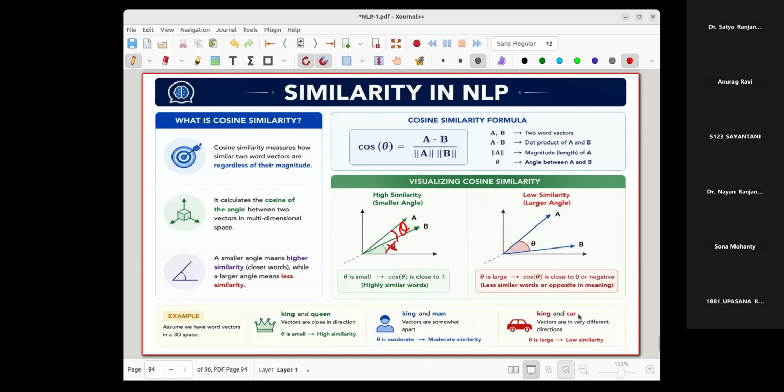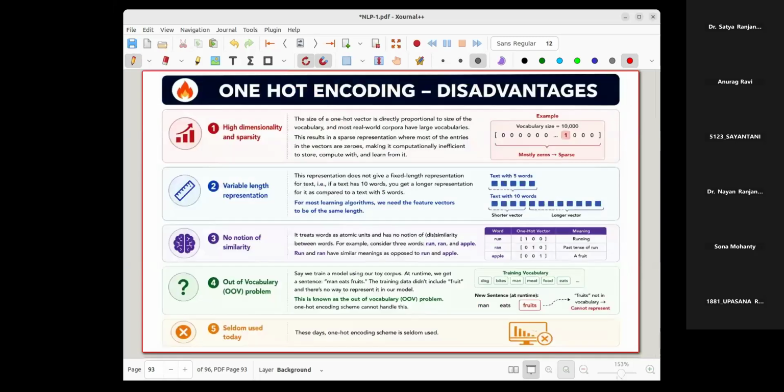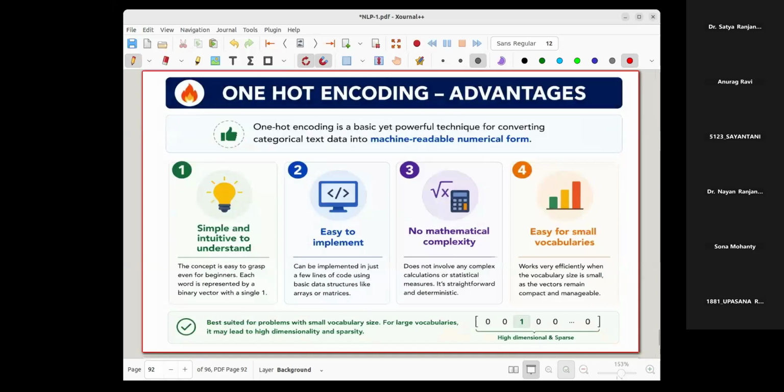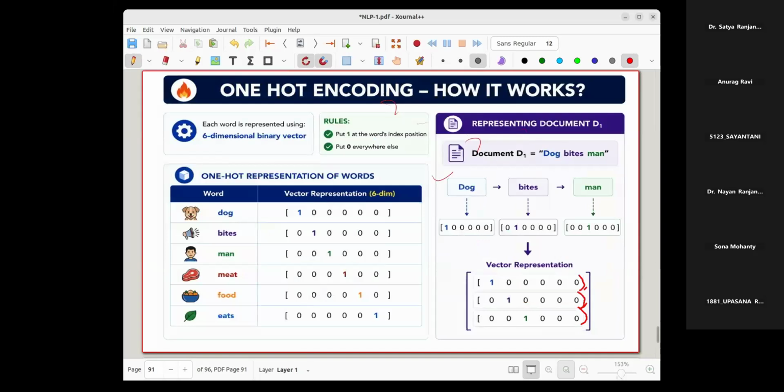If you see one hot encoding, let's take two very simple examples: dog and bites. The formula is a dot b divided by mod a into mod b, or length of a into length of b. Here a is dog and b is bites. If you do the dot product, 1 into 0 is 0, 0 into 1 is 0, 0 into 0 is 0, so the numerator becomes 0. As the numerator becomes 0, the whole value becomes 0. That means it is orthogonal. Cos theta is 0 means 90 degrees. If theta is 90 degrees, they are totally orthogonal, which means they are not similar.